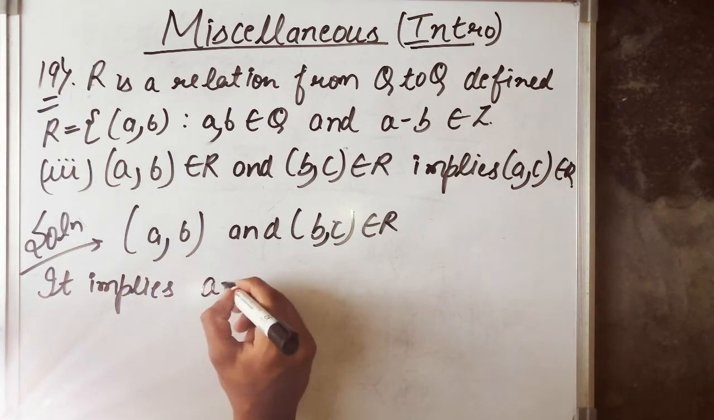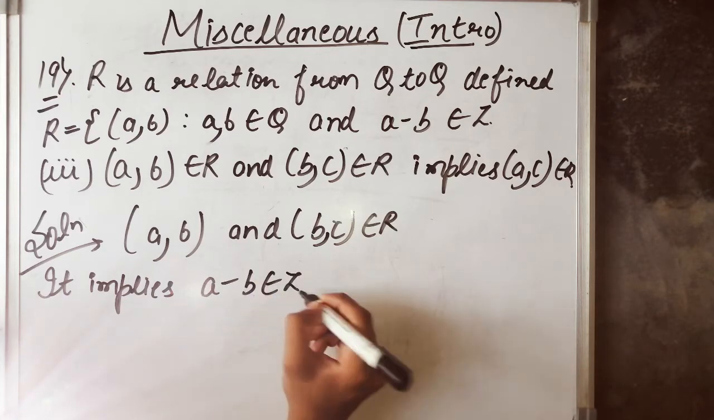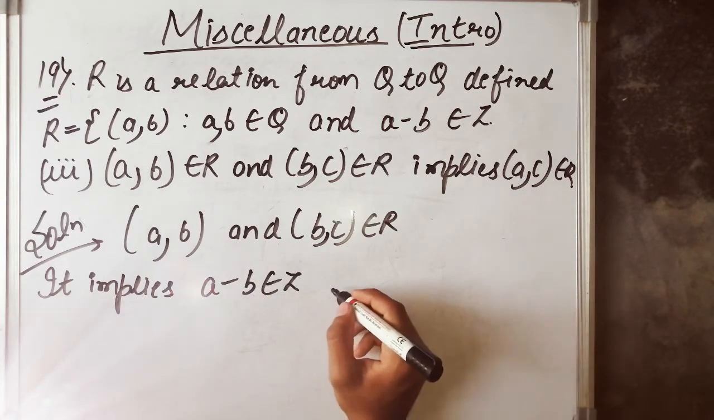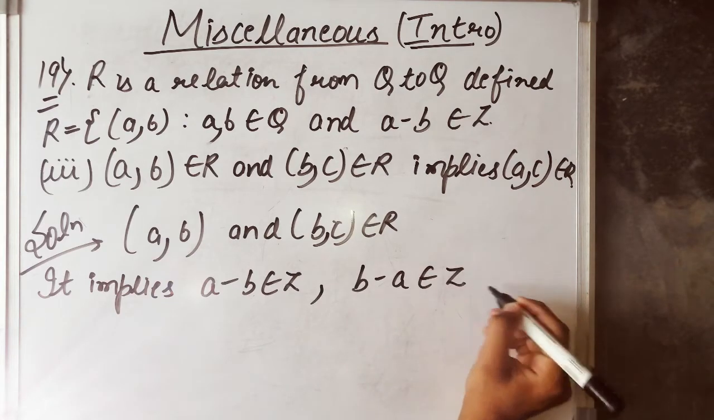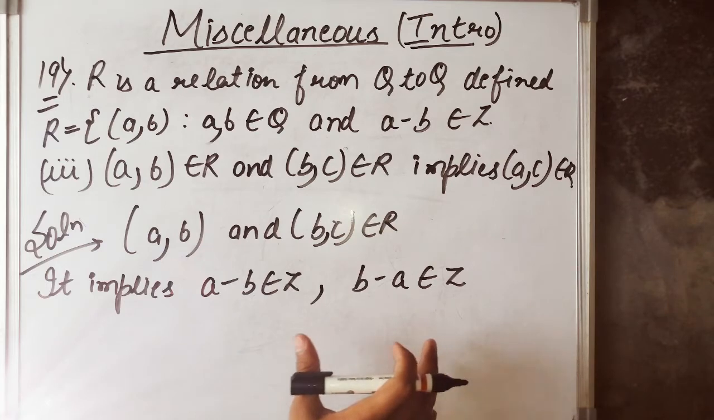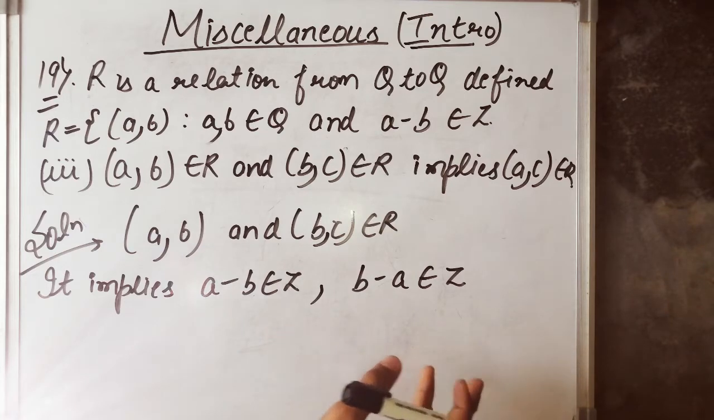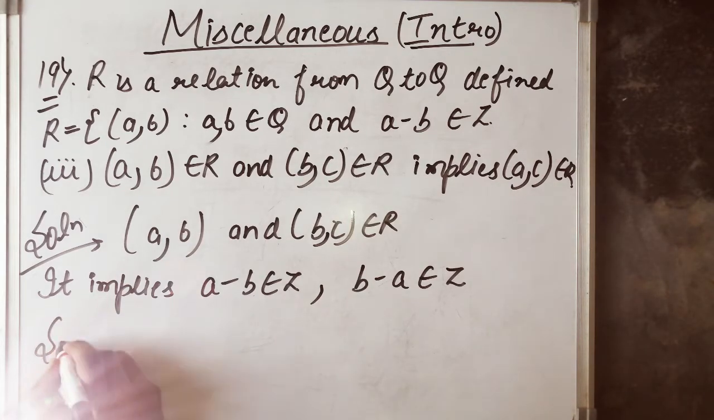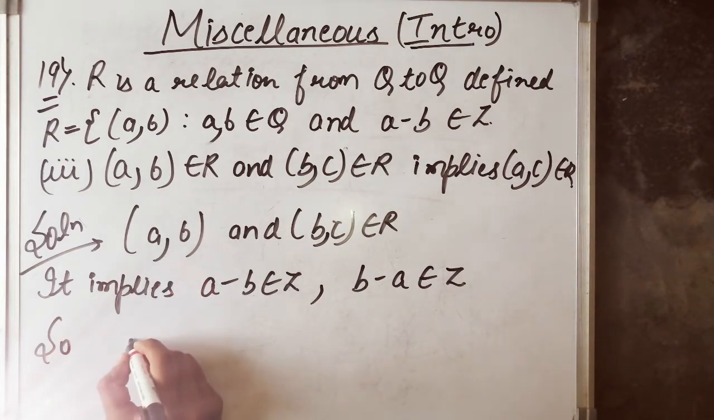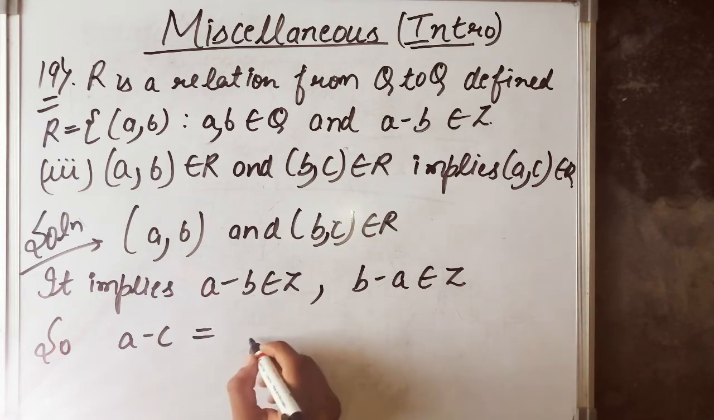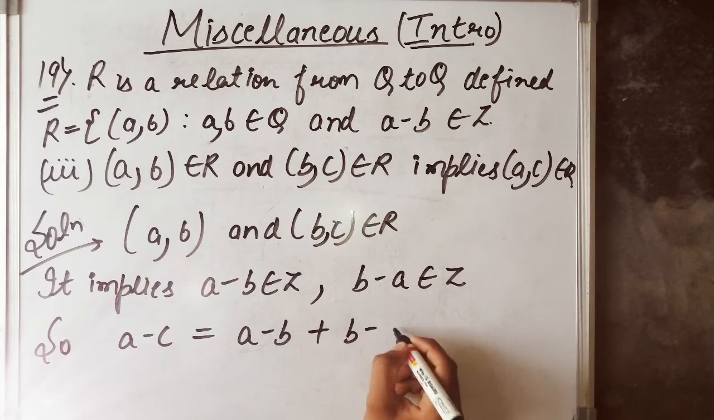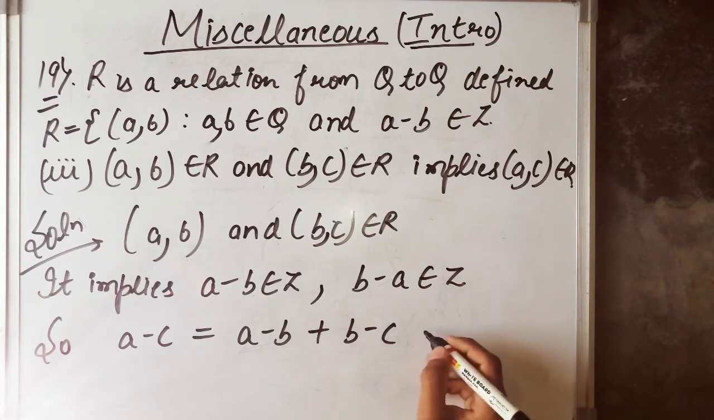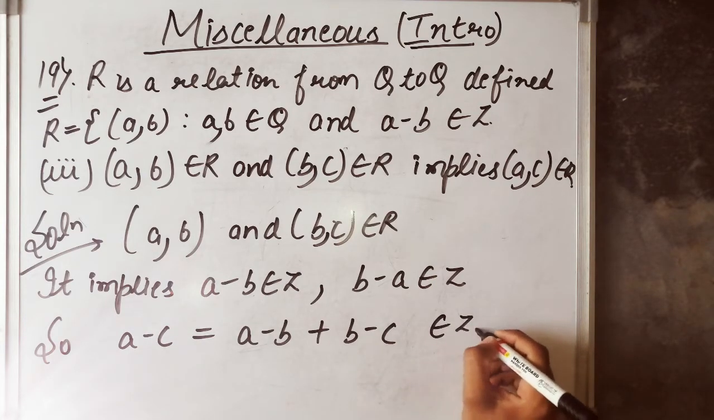A minus B belongs to integer, and so B minus A also belongs to integer. The same concept is applied here which was applied in the second part. Therefore we can say that A minus C equals A minus B plus B minus C belongs to integer.